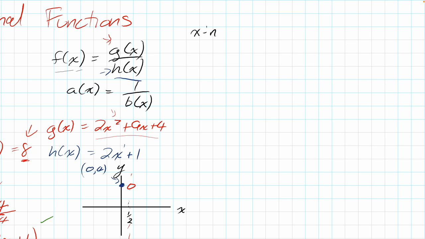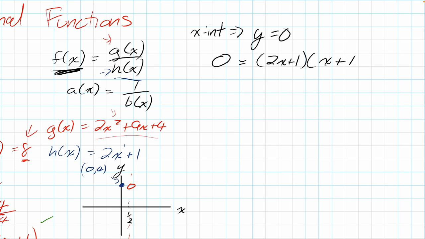But actually I should say this. An x-intercept is when y equals 0. Well, f of x represents y. So we're actually going to replace that part. And we'll say 0 is equal to, and we had 2x plus 1, I believe, and x plus 4 divided by 2x plus 1. Okay.